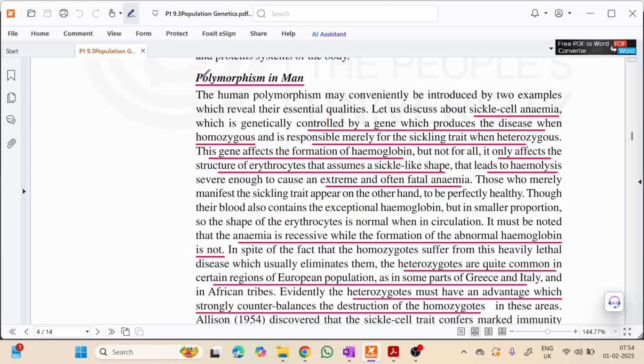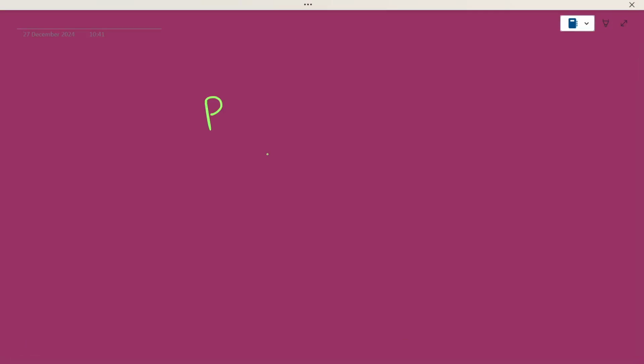Good morning, everyone. I am going to start with this topic, polymorphism in man, and the chapter is genetic polymorphism. Before proceeding on to it, let's review the basics we have learned so far.